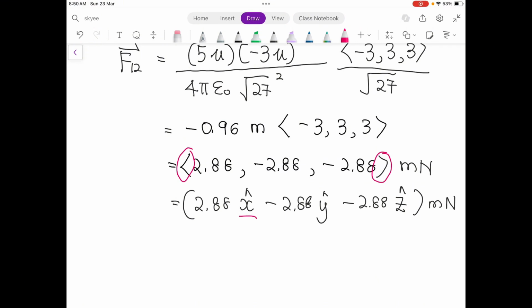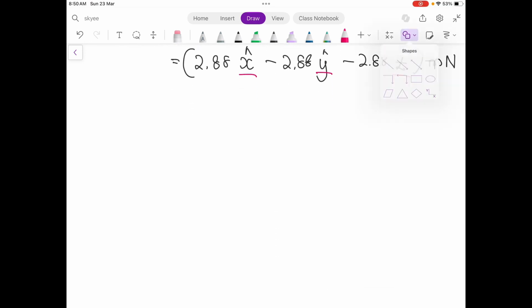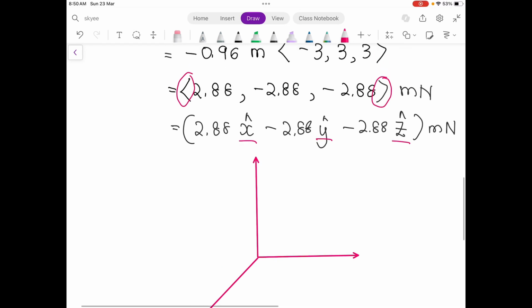So vector will have directions. Okay, this is the force F12. So if you want to illustrate the force in a diagram, you can draw it. Okay, so let's draw it. So now let me draw this 3D coordinate system. So first of all, we have to locate the coordinate of the point.